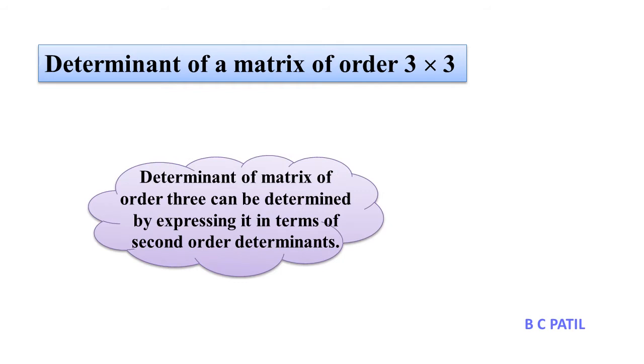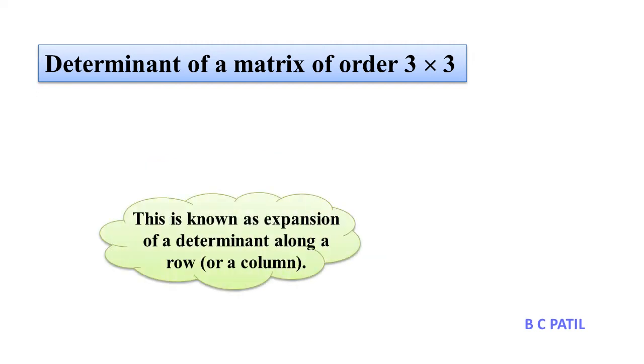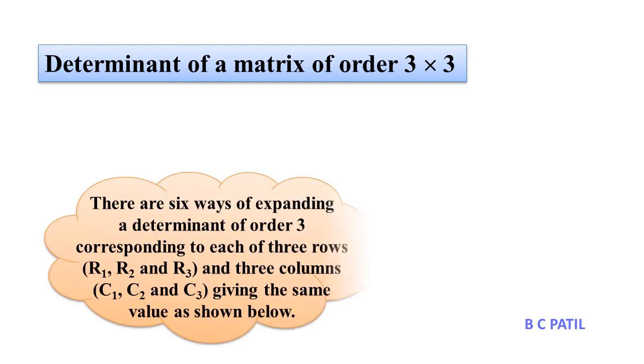The determinant of a matrix of order 3 by 3 can be determined by expressing it in terms of second order determinants. This is known as expansion of a determinant along a row or column. There are 6 different ways of expanding a determinant of order 3 by 3, corresponding to each of the 3 rows and 3 columns, say R1, R2, R3 or C1, C2, C3, giving the same value, as shown below.